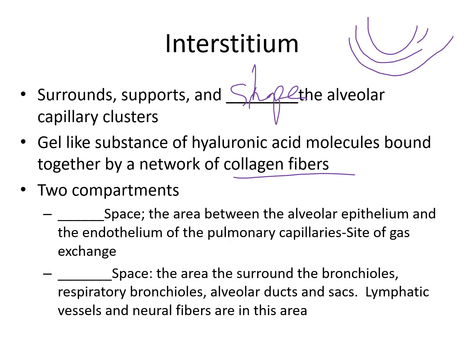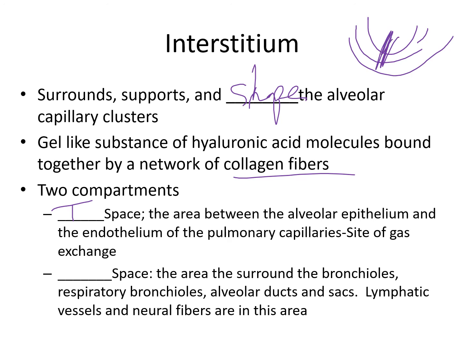This is the space that's sort of between and around the alveoli. So between and around the alveoli is this interstitial space that includes collagen fibers. There are two subdivisions of this interstitium: your tight space and your loose space. The first one is the tight space, the area between the alveolar epithelium and the endothelium of the capillaries. This is where the gas exchange happens. So this is the communication between the capillary and the alveoli.